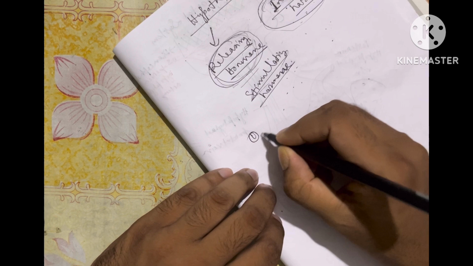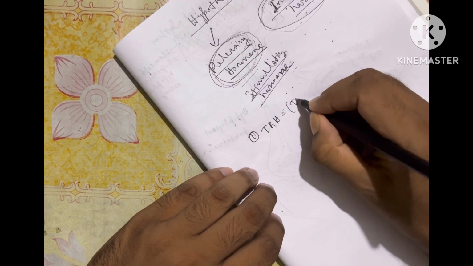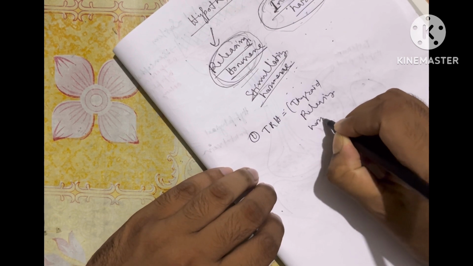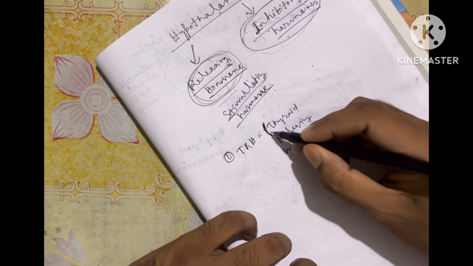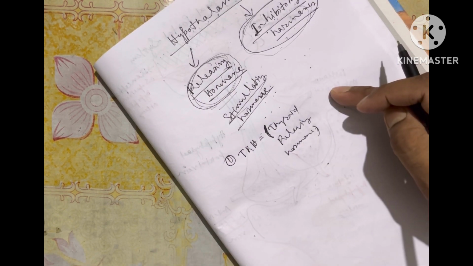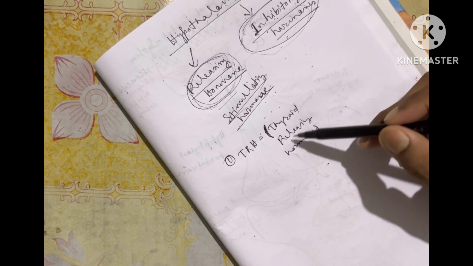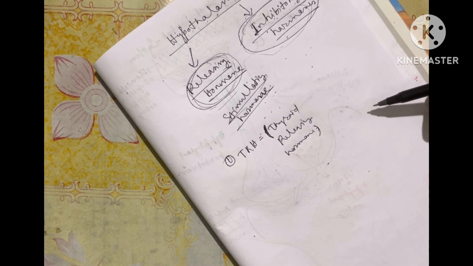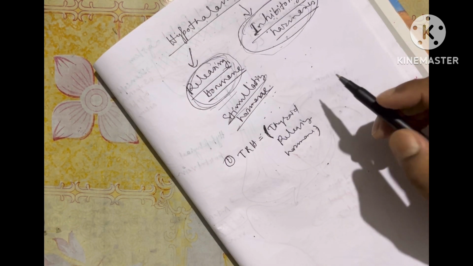So releasing hormones, number one is TRH. What is the full form? TRH, which is the thyroid releasing hormone. So thyroid releasing hormone, basically what will it do? It will stimulate the anterior pituitary to produce the thyroid stimulating hormone. Then that thyroid stimulating hormone will go into our blood circulation. It will go to the thyroid gland and it will produce thyroxine or tetraiodothyronine, the main thyroid hormones produced in our thyroid gland.